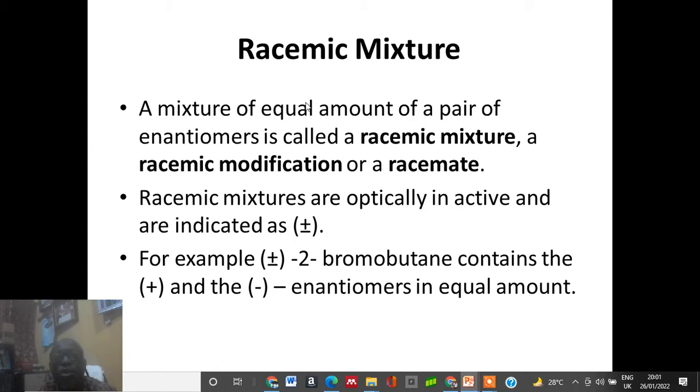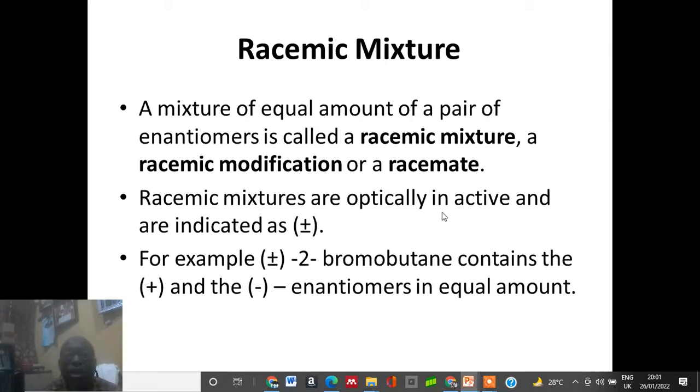Now, racemic mixture. A mixture of equal amounts of a pair of enantiomers is called a racemic mixture, a racemic modification, or a racemate. In other words, if you have equal amounts of the dextro enantiomer and the levo enantiomer in a sample, that equal amount is known as a racemic mixture. Another terminology for racemic mixture is racemic modification or a racemate.